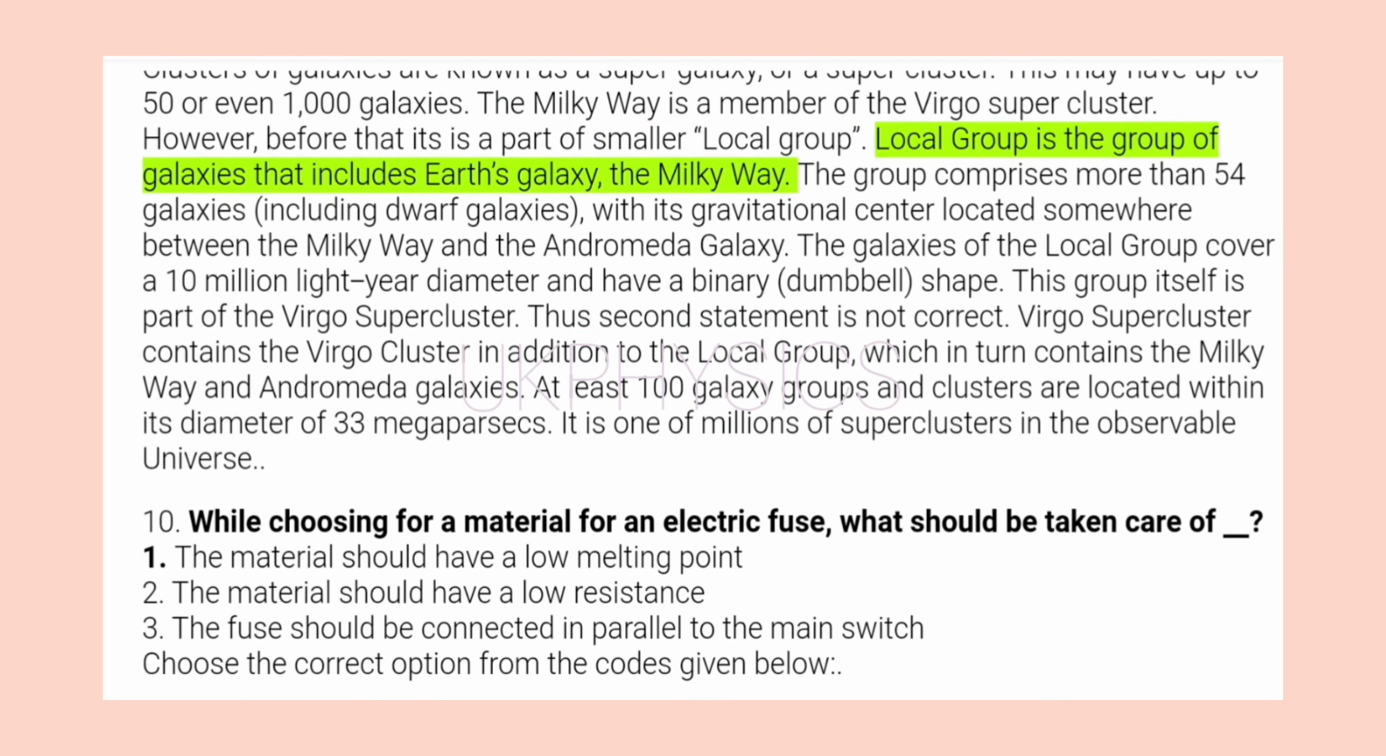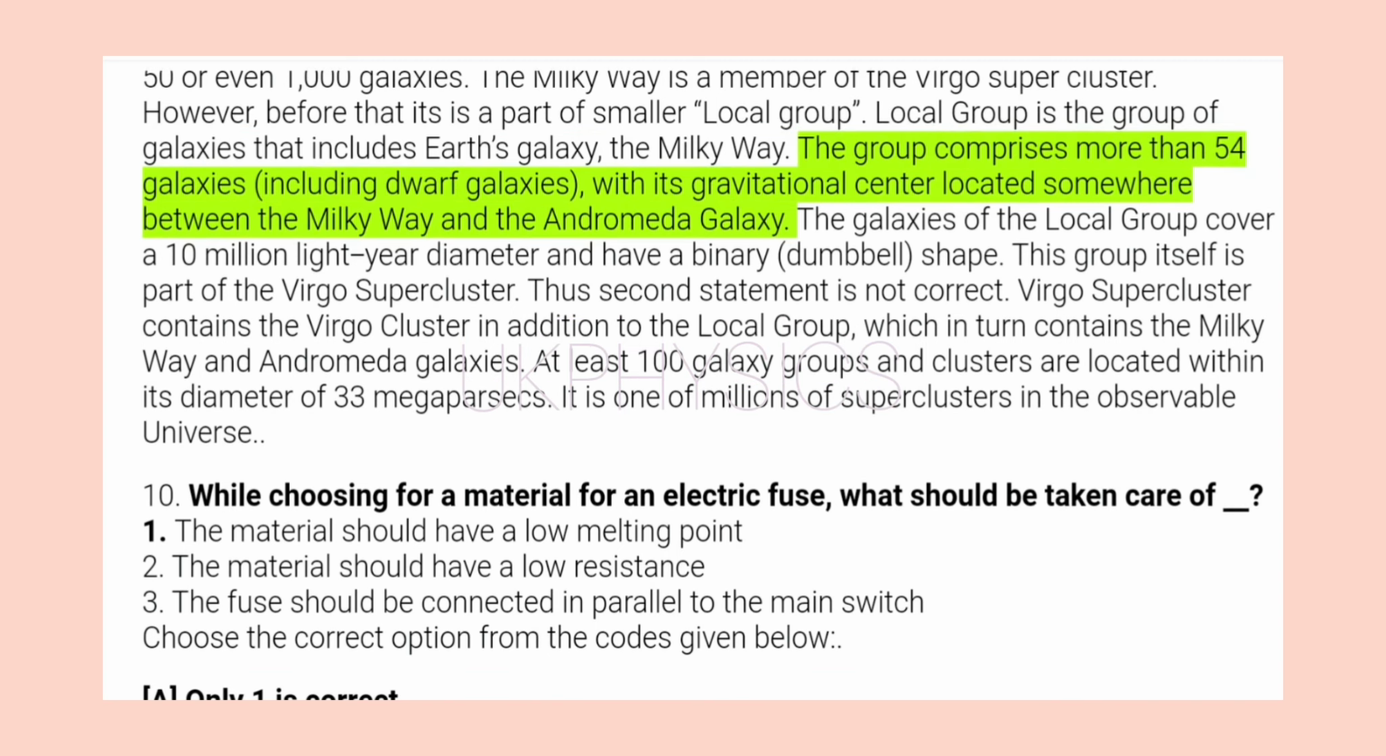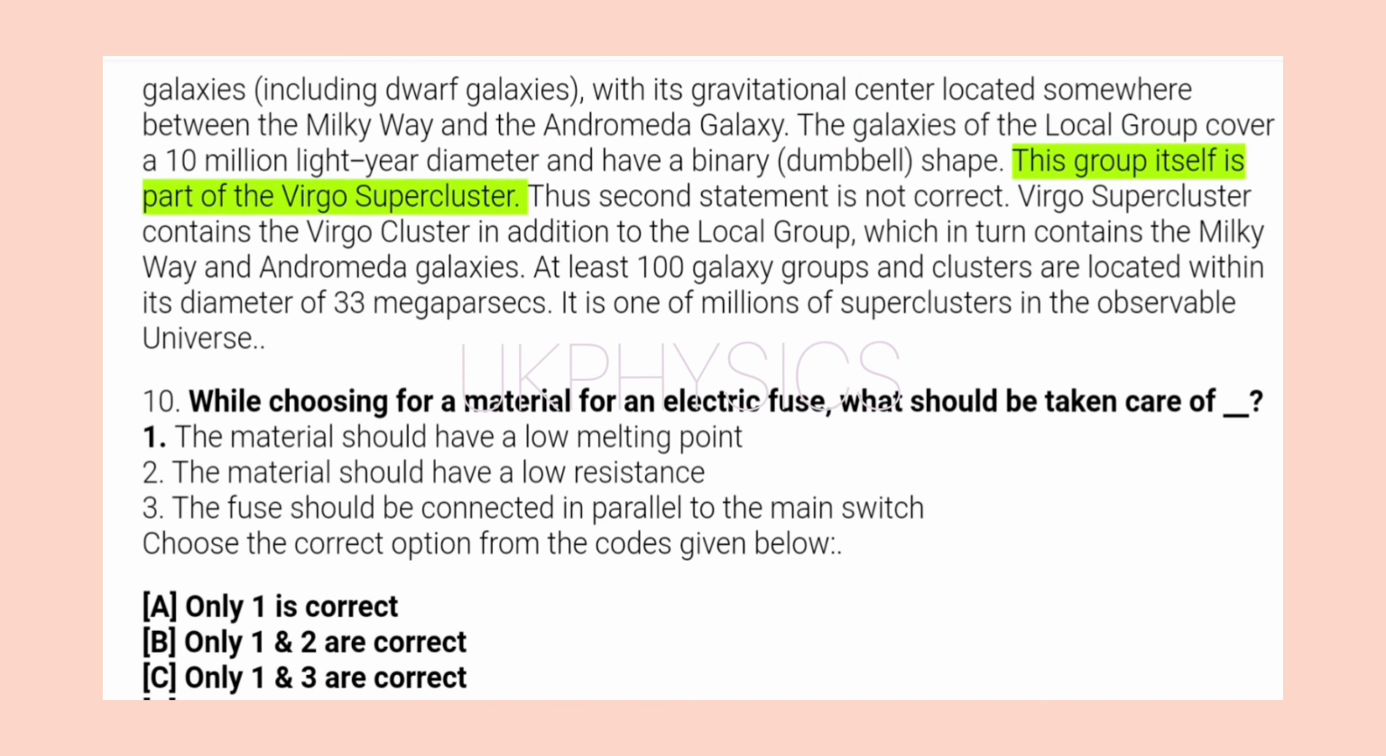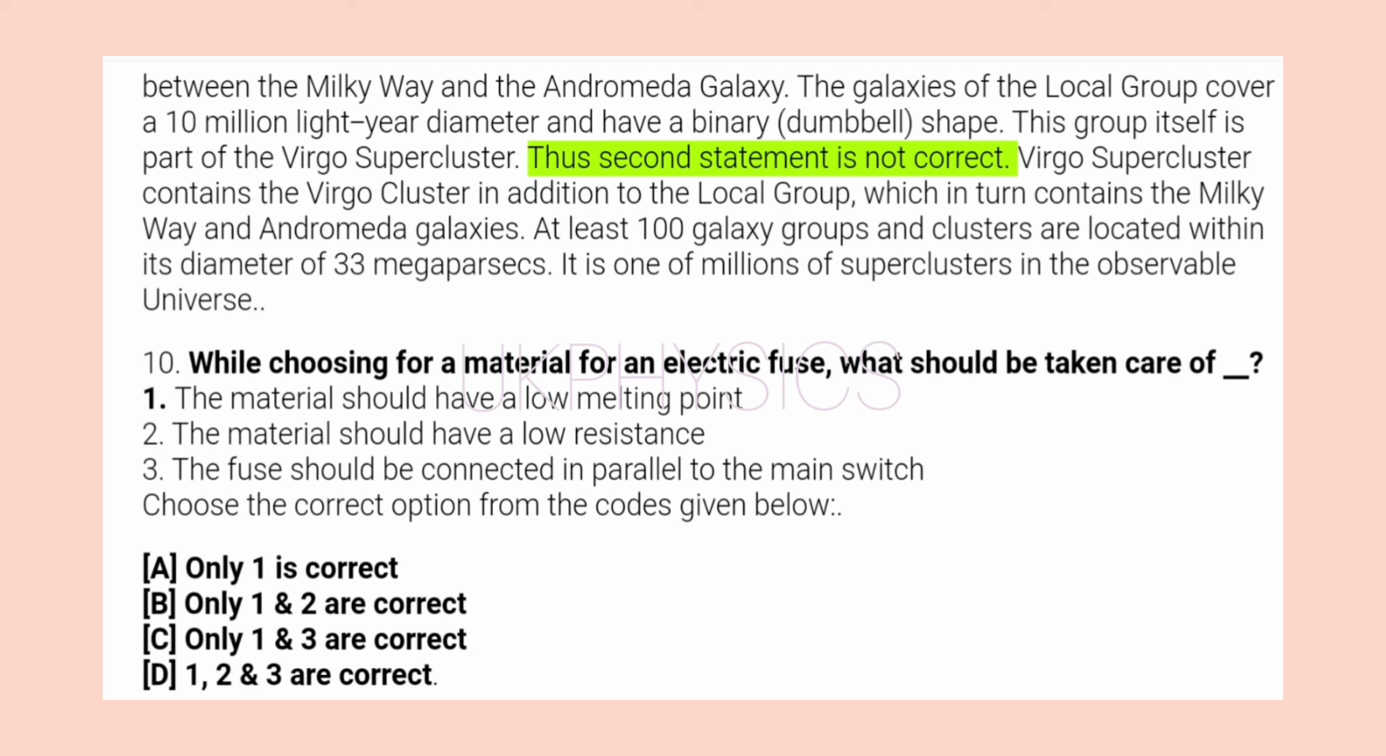Local group is the group of galaxies that includes Earth's galaxy, the Milky Way. The group comprises more than 54 galaxies, including dwarf galaxies, with its gravitational center located somewhere between the Milky Way and the Andromeda galaxy. The galaxies of the local group cover a 10 million light-year diameter and have a binary, dumbbell shape. This group itself is part of the Virgo supercluster. Thus, the second statement is not correct.